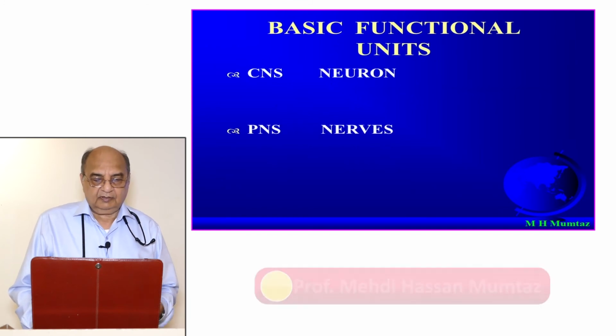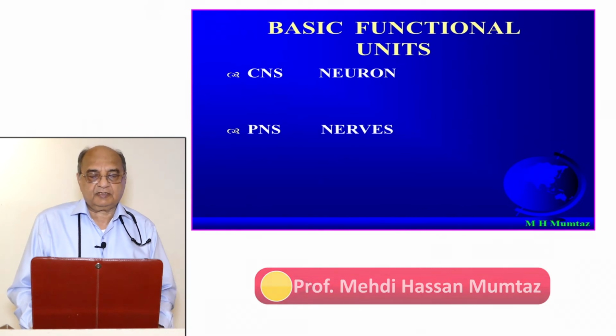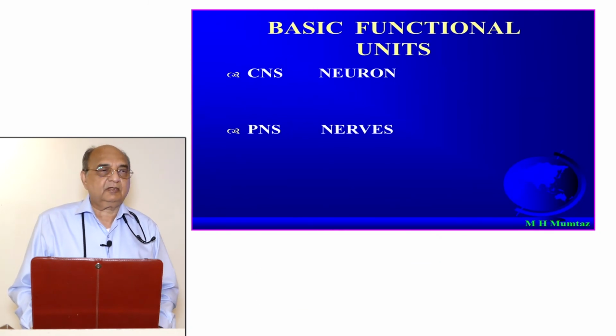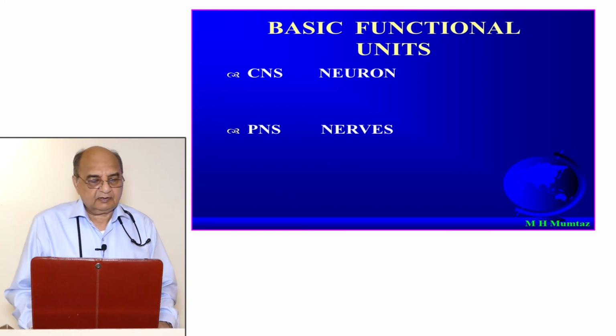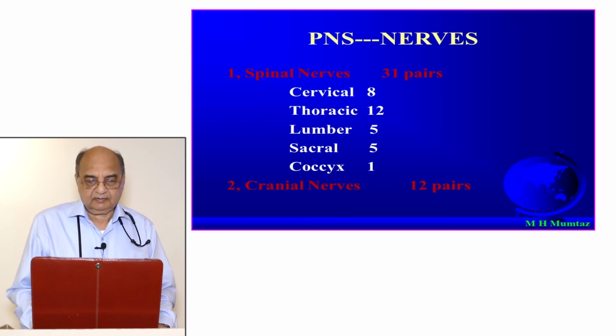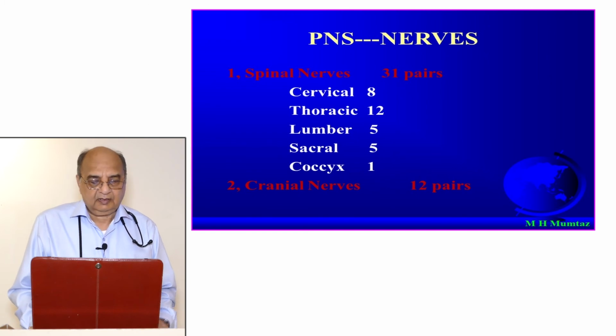Then we quickly went through what are the basic structural and functional units of the nervous system. In the central nervous system, it's called the neuron. And in the peripheral nervous system, that's called nerves, right? So then we talked about the structure of the neuron. Then in the peripheral nervous system, you've got spinal nerves and then cranial nerves. There are 31 pairs of spinal nerves and 12 pairs of cranial nerves.